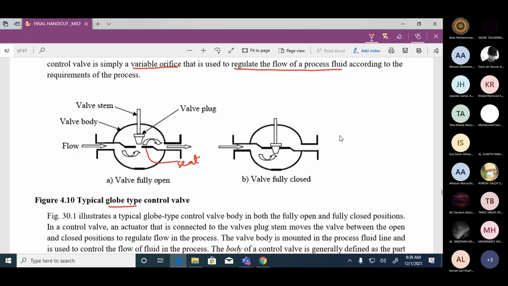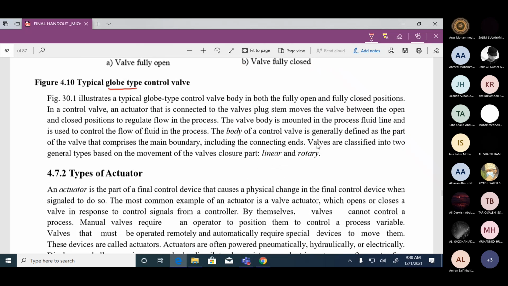Now, how can this valve plug be pushed up or down? It can be pushed up or down linearly, or it can be moved by threading it. I can turn it, like when you fix a screw, you are turning the screw. That is a rotary motion. So either you can have a linear motion or a rotary motion. The body of the control valve is defined as the part of the valve that comprises the main boundary, including the connecting ends. They are basically classified into two types depending on the movement of the valve closure: linear and rotary.